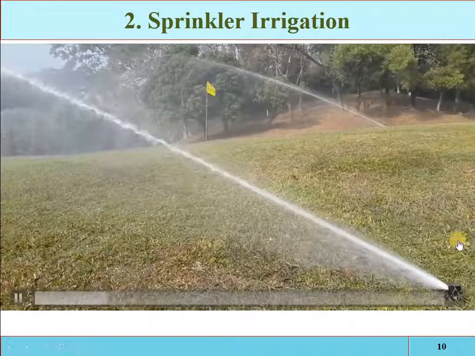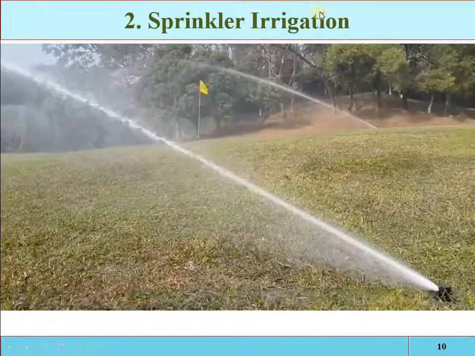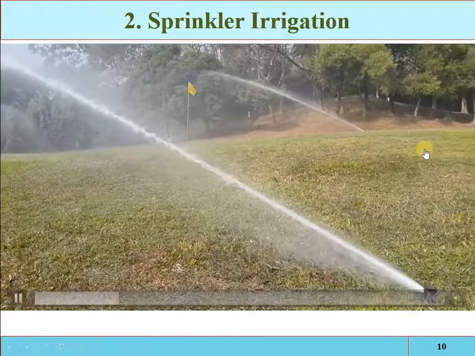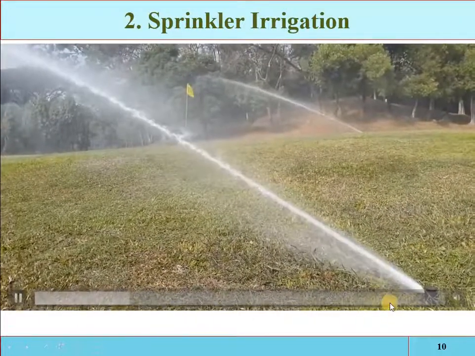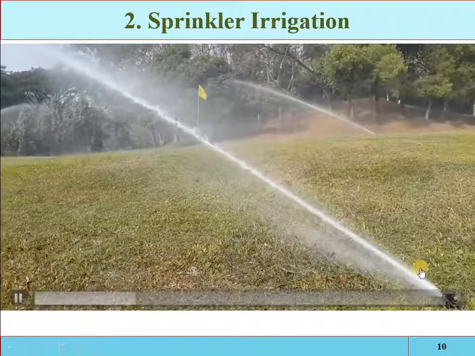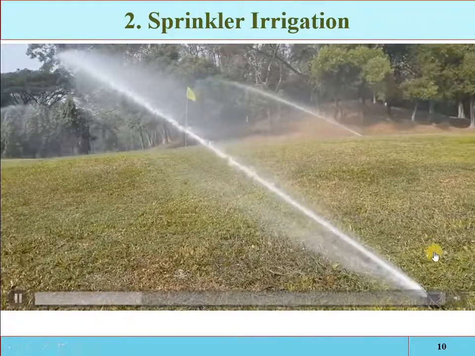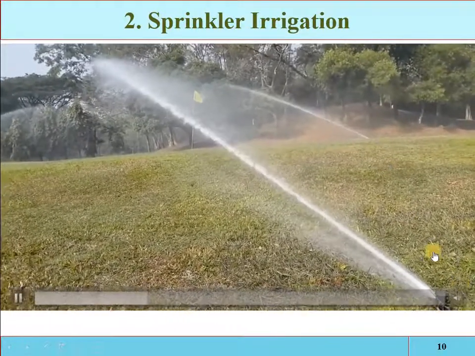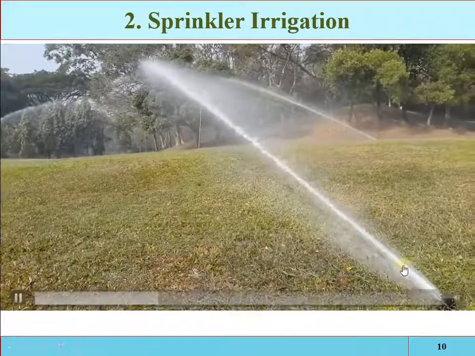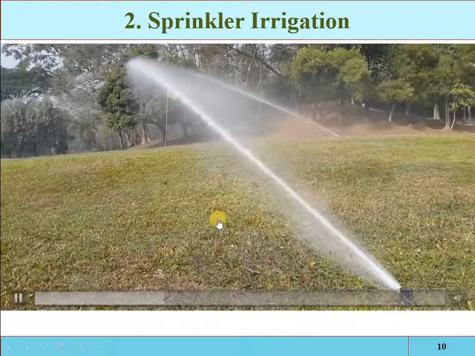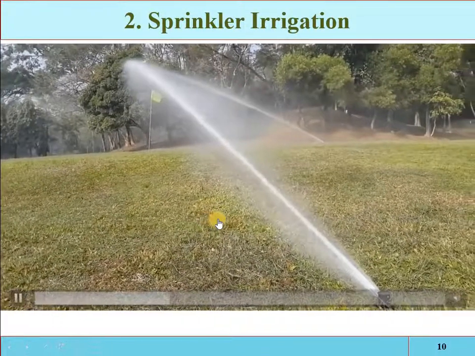So this area will be covered by one sprinkler, another area will be covered by another sprinkler. So that is the discharge, how much discharge will be required by each individual sprinkler. That depends on the spacing between the sprinklers along the lateral, the distance between the laterals, and the intake rate of the soil. So how much discharge will be required?